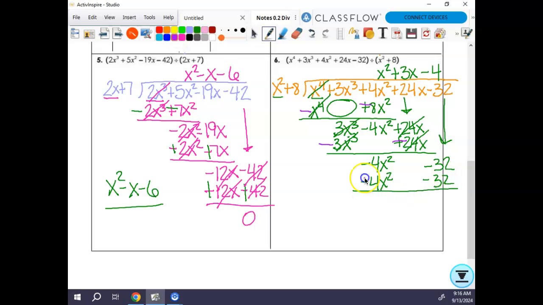I change the signs on both. These zero out, these zero out. I got another remainder of 0. So my answer is x squared plus 3x minus 4.